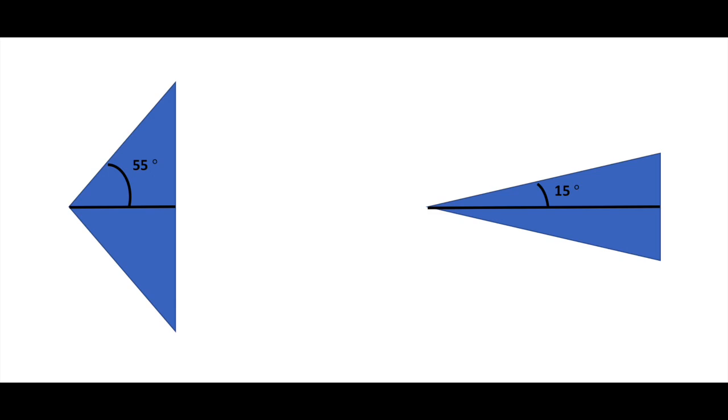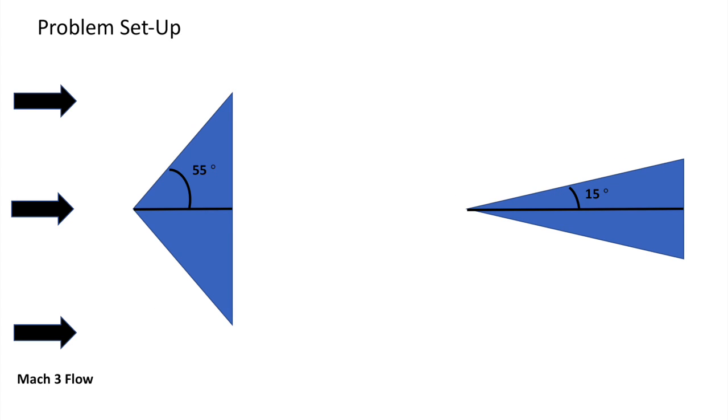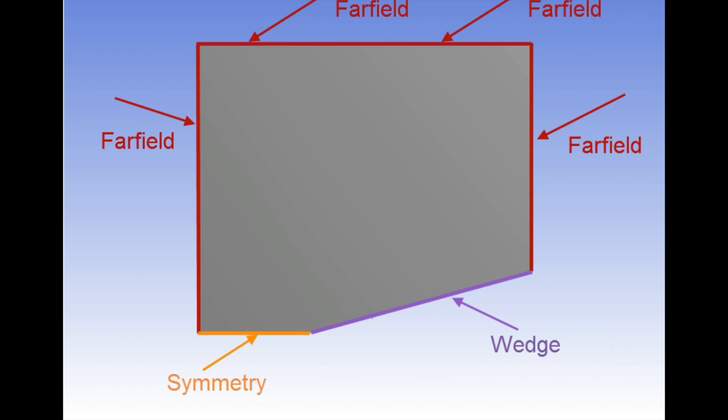Two body shapes were studied in the Fluent simulations. The blunt body had a wedge angle of 55 degrees, while the sharp body had a wedge angle of 15 degrees. The wedges were subjected to Mach 3 flow with the following boundary conditions. This diagram displays the boundary conditions applied to the domain. In order to decrease computation time, symmetry was assumed at the midline of the wedge.